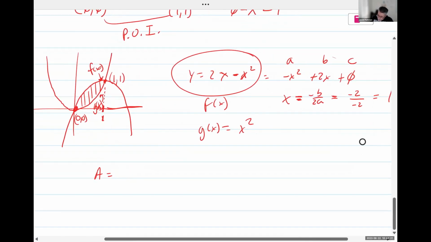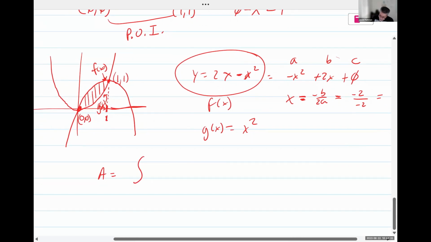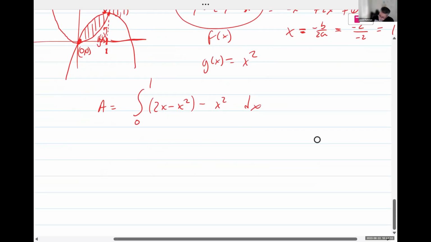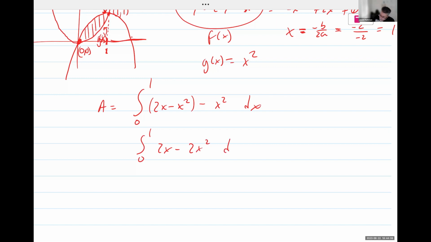So the area is going to be equal to the integral from 0 to 1 of f of x, which is my 2x minus x squared, minus g of x, which is my x squared, dx. So this becomes the integral from 0 to 1 of 2x minus 2x squared dx.